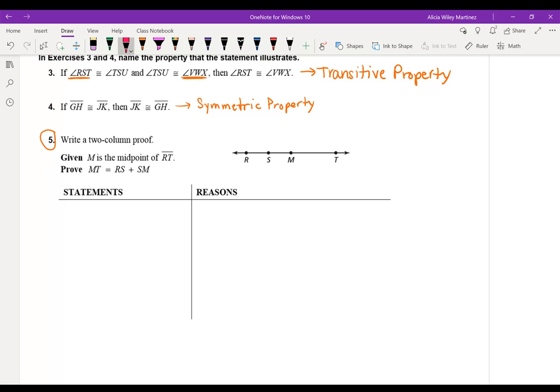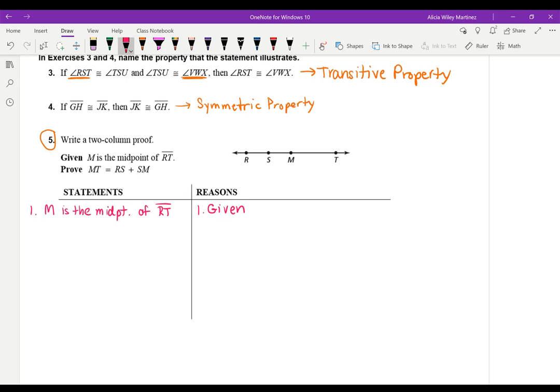Okay, so the first thing we're going to write is step 1. I'm going to number it and write down my given: M is the midpoint, which I'm going to abbreviate, of segment RT, copying it down exactly as I see it. And I know that the reason for that is that it is given to me. All right.